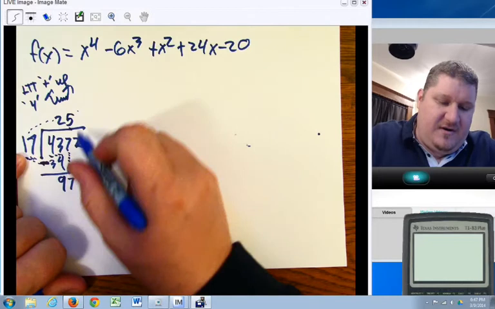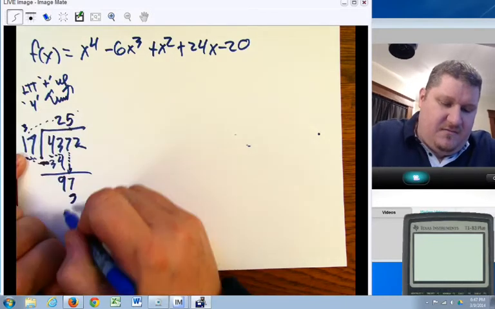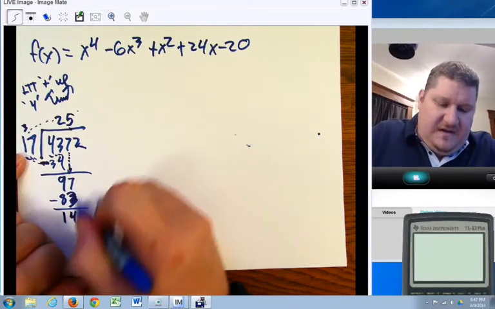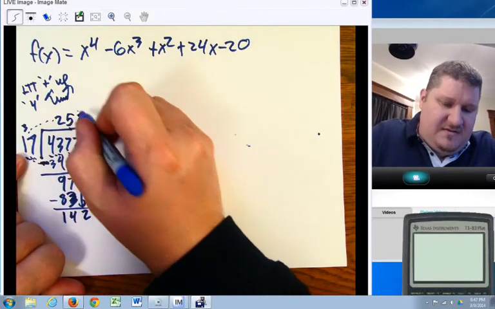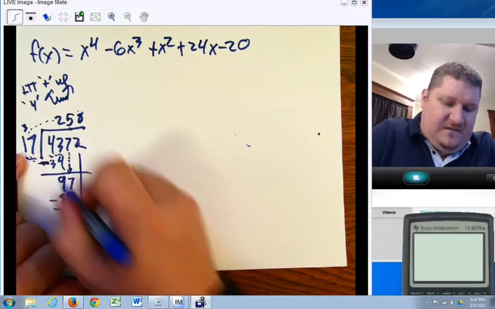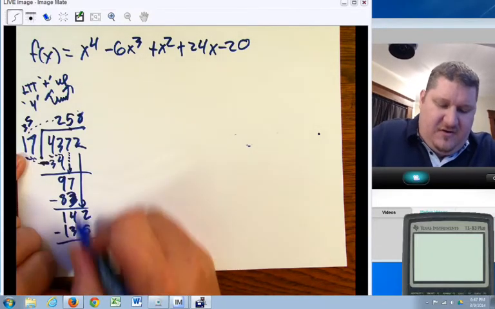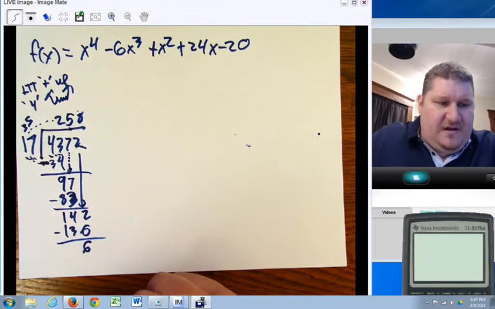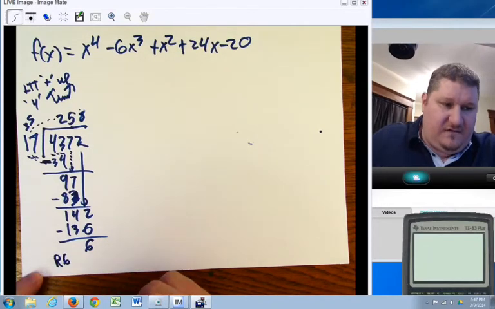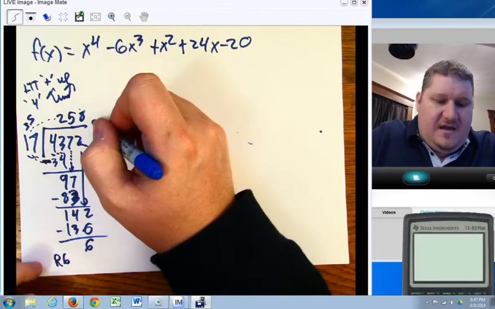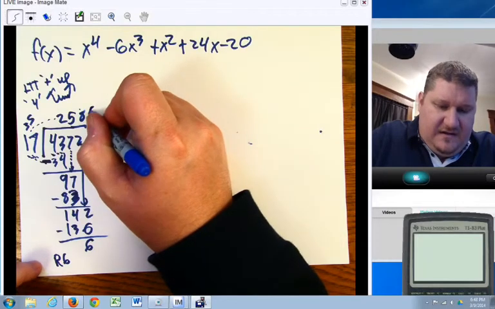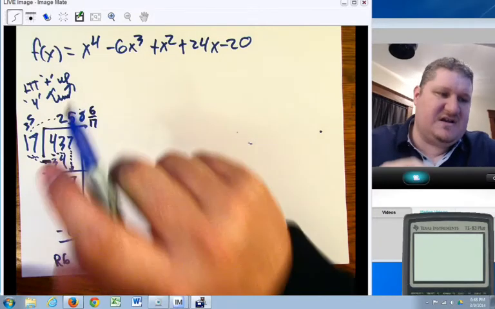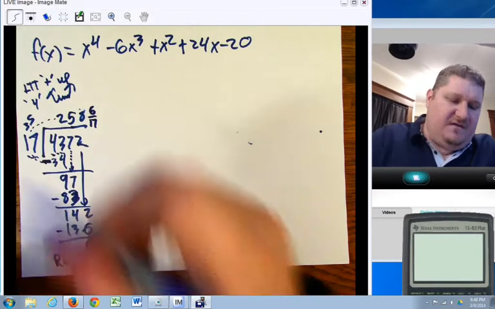So we come up with 5, put a 3 up here. We come up with 83. Then subtract. We come up with 14. Bring down the 2. Maybe it's an 8 somewhere here. I get 136, and I get 6. Now, in grade school, we would simply say R6. However, as we move forward in math, we understand that that's really 6 out of 17, and we put it in fractional form. This is what I suggest because that's what we're going to use moving forward.